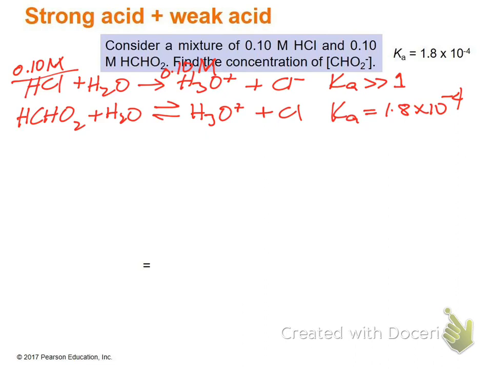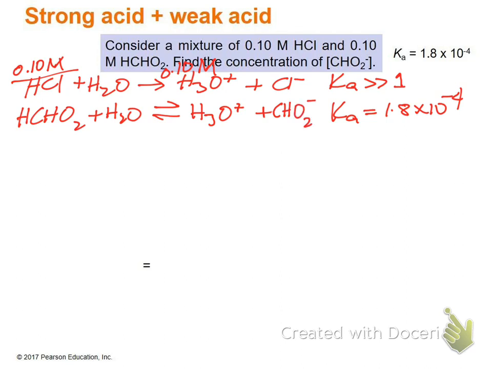Okay, and so when we mix the weak acid with the strong acid, there's already an existing amount of the hydronium ion. And so we can calculate, it looks like I made a mistake here. I'm going to erase the conjugate base of the formic acid. So this is supposed to be CHO2 minus.